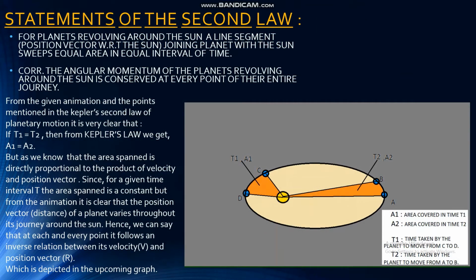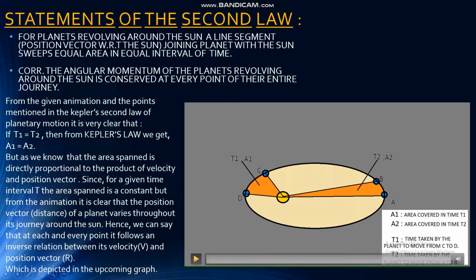Let's come to the statement of the second law. For planets revolving around the sun, a line segment joining the planet with the sun sweeps equal area in equal intervals of time. Corollary: the angular momentum of the planets revolving around the sun is conserved at every point of their entire journey. We are going to use this corollary to prove Kepler's second law.